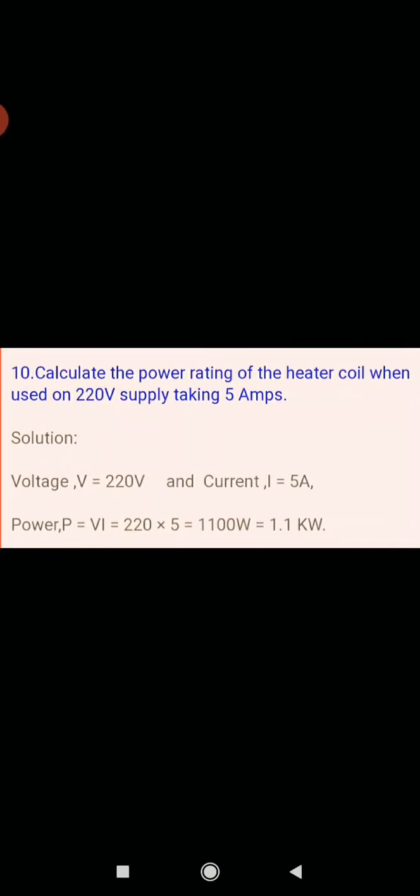What's the relation connecting power, voltage, current? All of you know that power P is equal to VI. Substituting the values, V is 220 into I is 5. We will get power P is equal to 1100 watt, which can also be written in terms of kilowatt. Therefore power P is equal to 1.1 kilowatt, because 1 kilowatt is equal to 1000 watt.